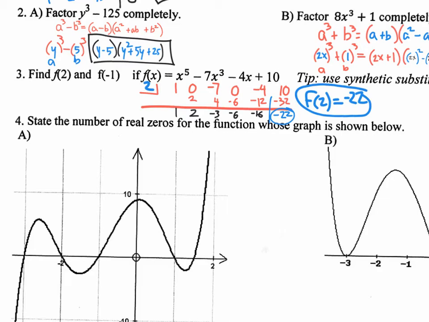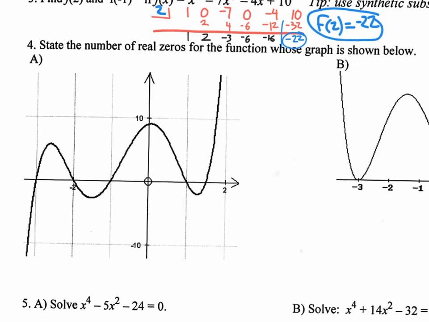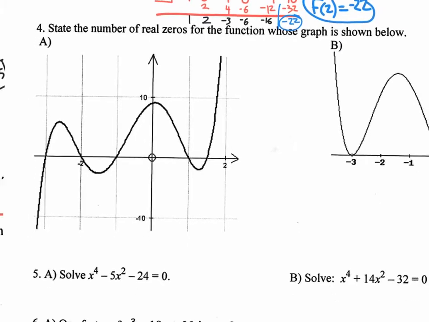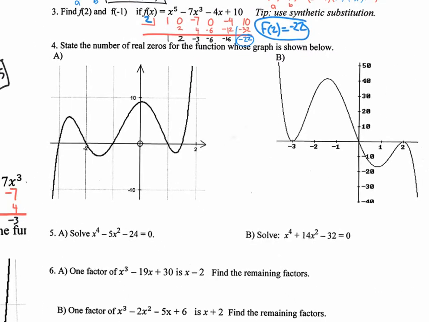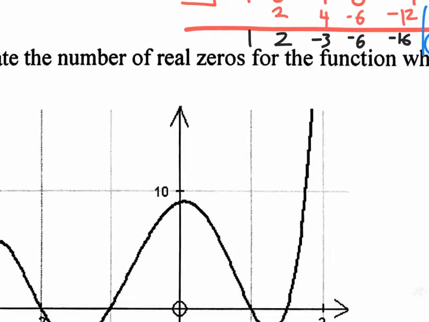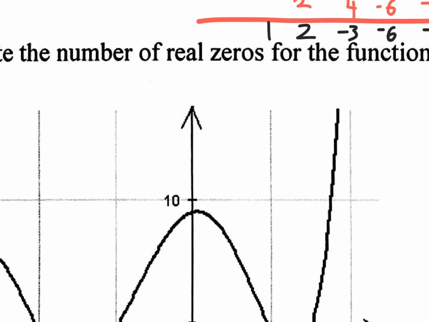Let's jump to number 4. Number 4 says, state the number of real zeros of the function whose graph is shown below. So we have two graphs. What is a real zero? What does that mean, guys? What's a real zero?